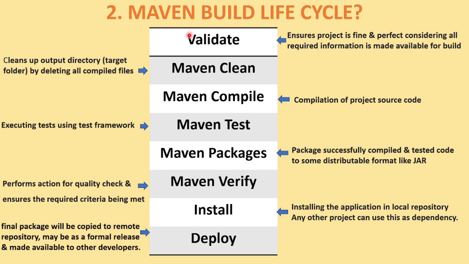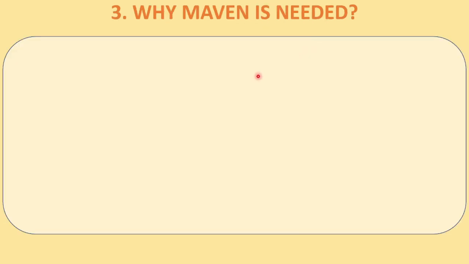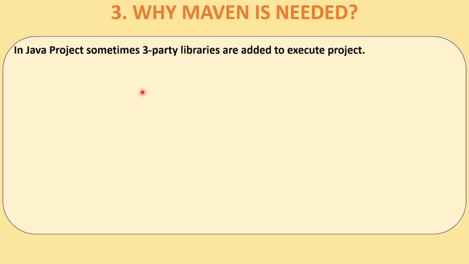So this was all about the Maven build lifecycle. Next is why Maven is needed. In a Java project, sometimes you need third-party libraries to be added inside your project, without which your project won't run. If you are not adding the jar files, your project might not run and it might show errors. So some of the projects require third-party libraries to be added.